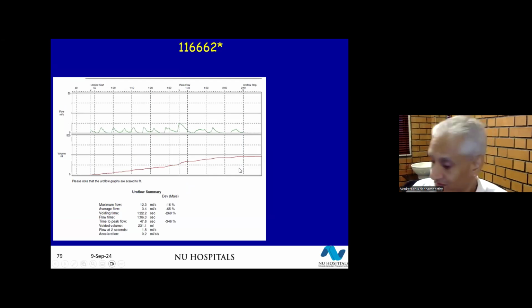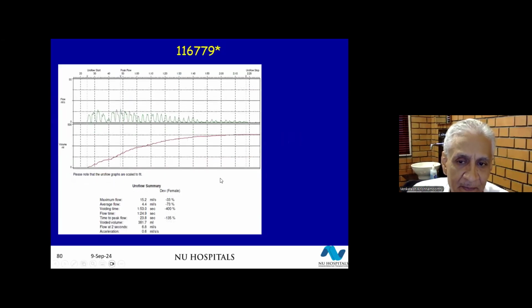What do you think this is? So this is the interrupted flow with patient voiding with abdominal strainings. Yeah, could be abdominal straining, but yes, this is due to prostatic obstruction and he's using a lot of abdominal strain.